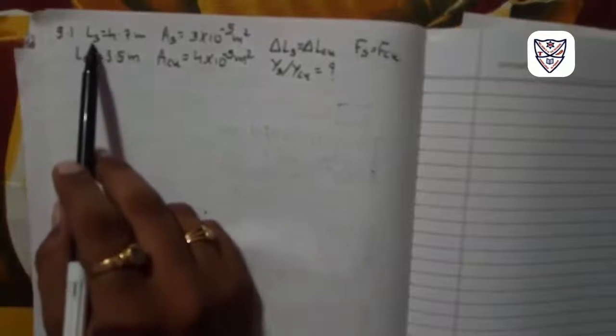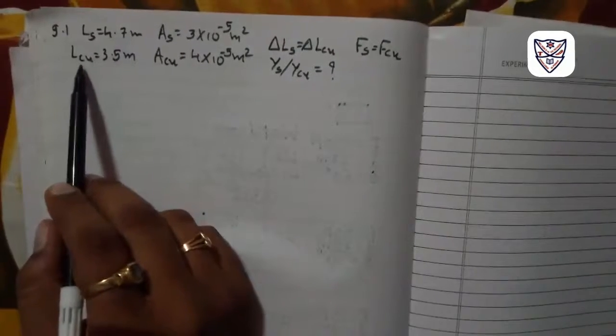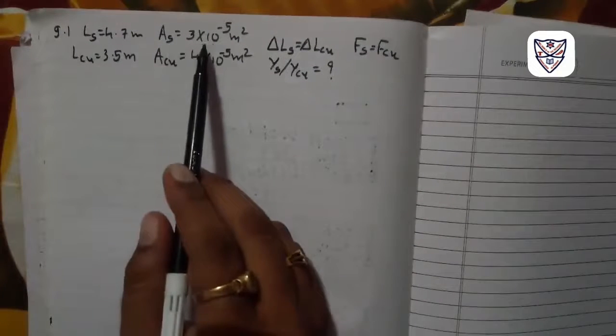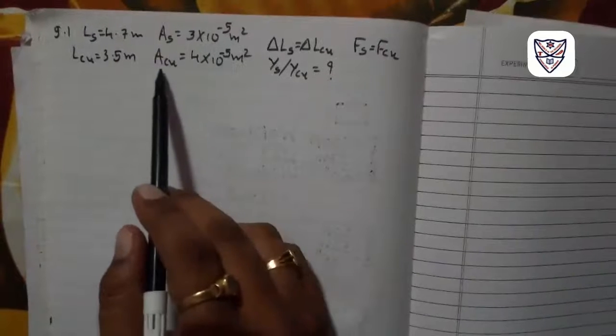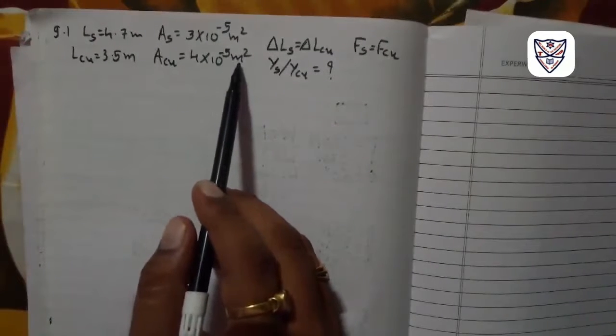Now numerical 9.1. In this numerical we have the length of the steel wire as 4.7 meter. Similarly, the length of the copper wire is 3.5 meter. The area of steel is 3 into 10 raised to minus 5 meter square. The area of copper is given as 4 into 10 raised to minus 5 meter square.